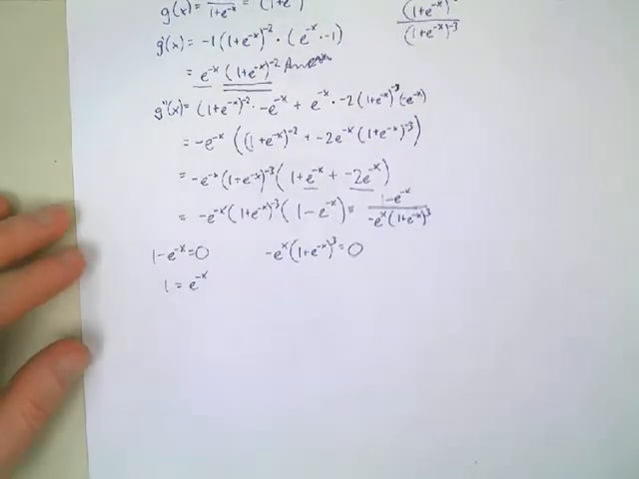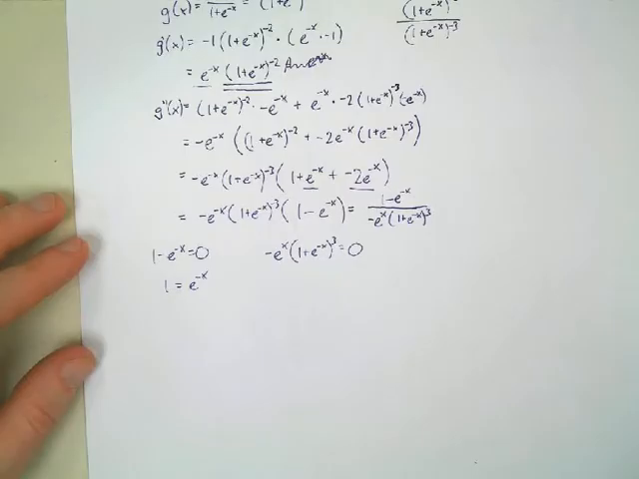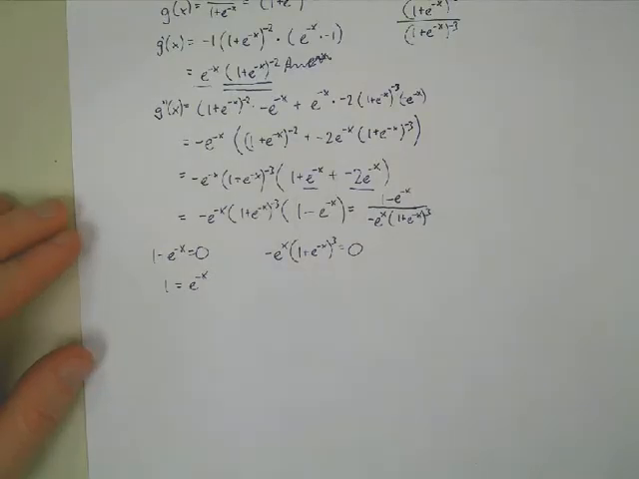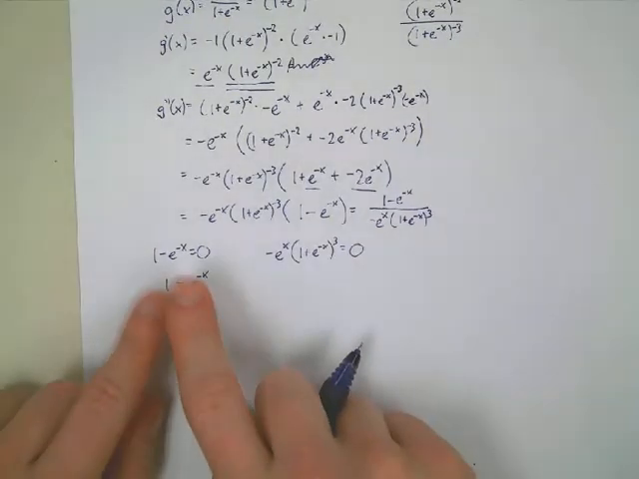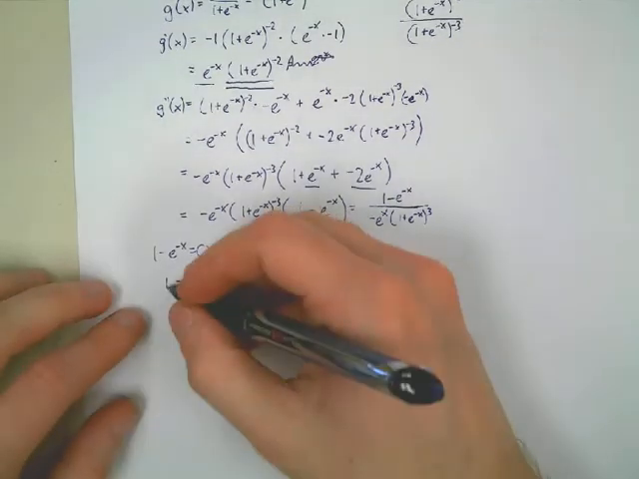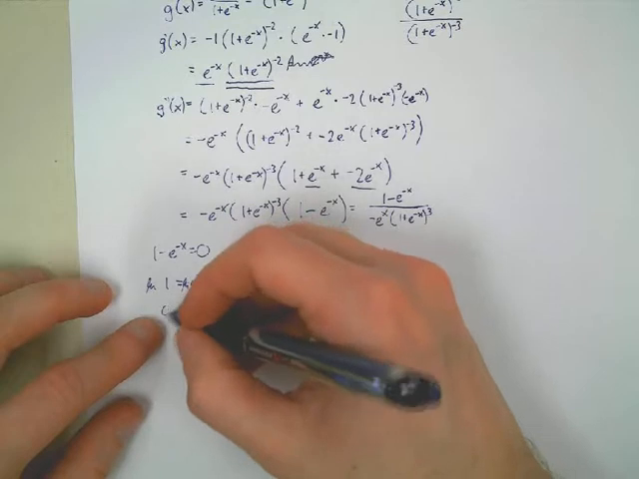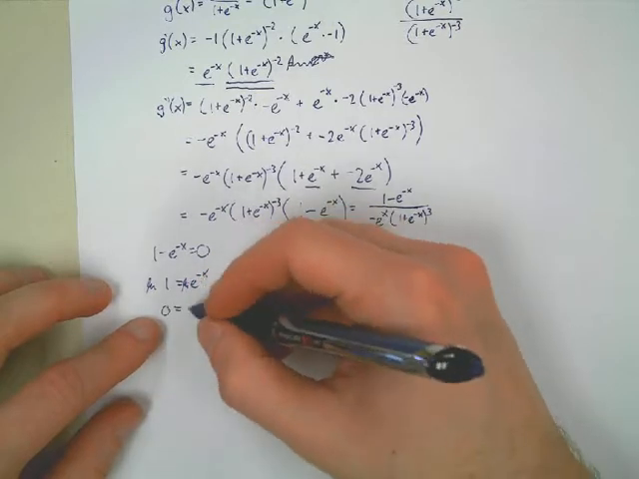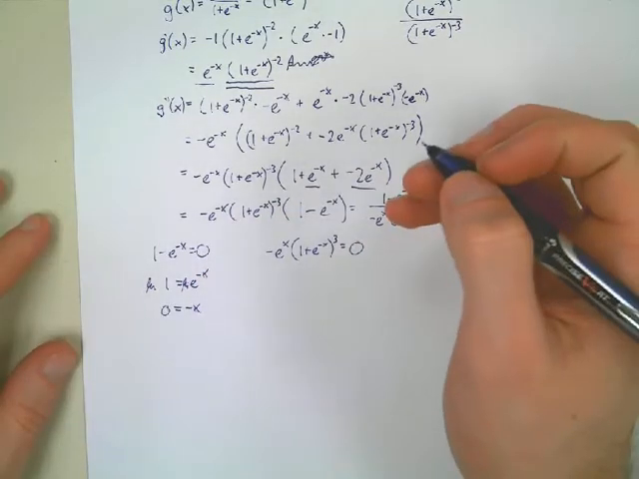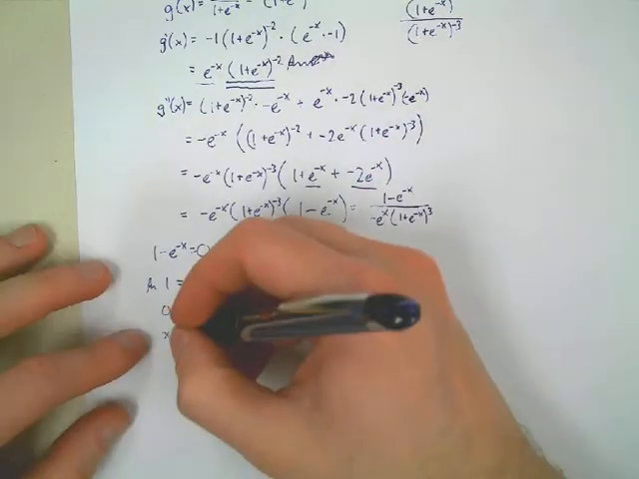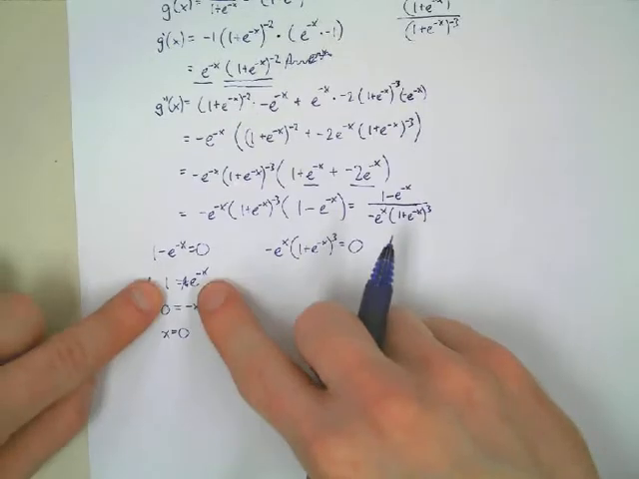All right, so let's see here. I'm going to add e to the negative x to each side, so I get 1 equals e to the negative x. And then what do I do? How can I cancel out the e here? Natural log both sides. What's the natural log of 1? 0. And the natural log of e to the negative x is negative x.